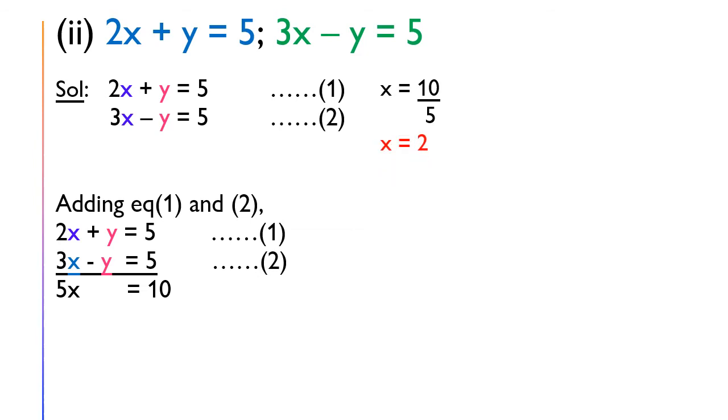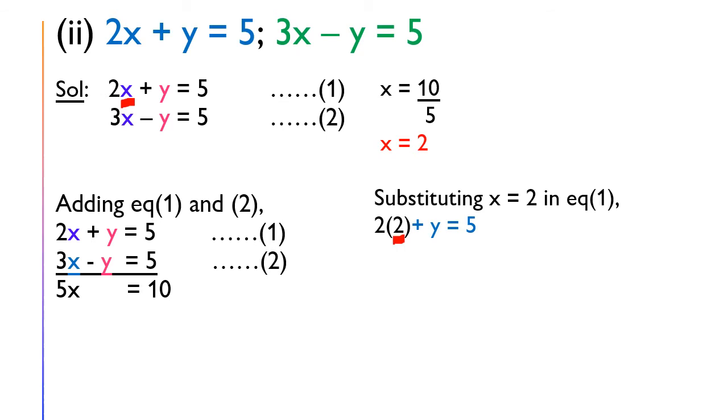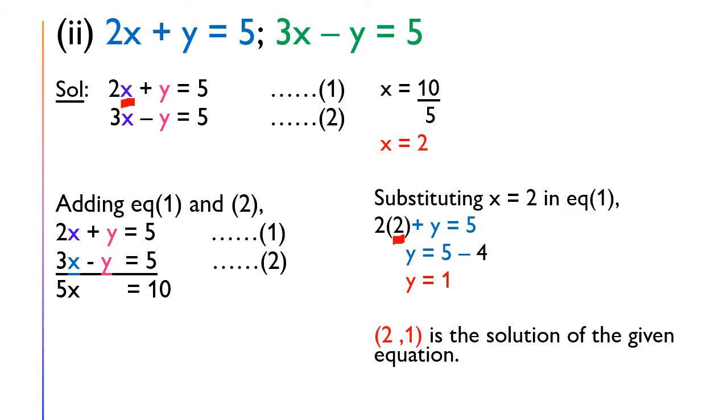So once we get the value of one variable, we substitute in any of the equations, whichever is easy for us to solve. So I have substituted in equation 1. So we say substituting x is equal to 2 in equation 1. See here, I have written 2 inside the bracket instead of x, plus y is equal to 5. So y will be equal to 5 minus 4, which will be equal to 1. So finally we write down the solution: (2, 1) is the solution of the given equations.